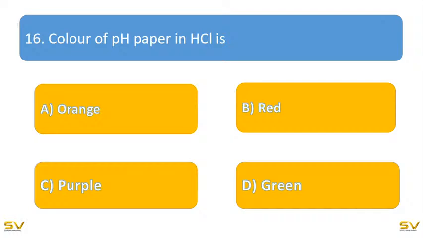So color of pH paper in HCl. I didn't get any answers from you. Color of pH paper in HCl: orange, red, purple, green. I'm not getting any answers.